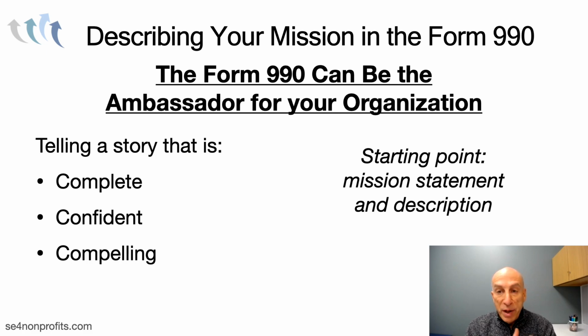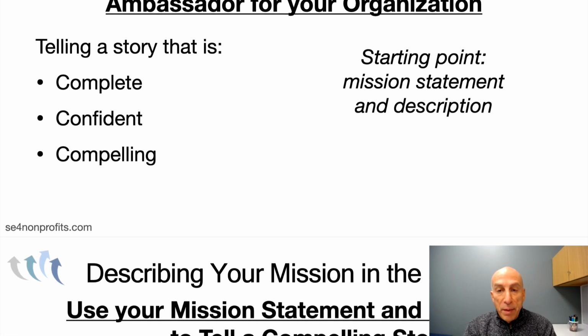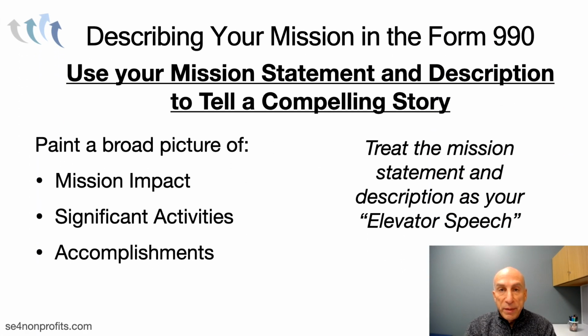And I believe the starting point to get this across to people through the Form 990 is through the mission statement. The important part of the mission statement is it paints a broad picture of the organization in a very few words. And inside that, we want to talk about the mission impact, significant activities, and accomplishments. The way I like to think of this to help frame it is to think of this as your elevator speech. But it's an elevator speech with 3 different floors.